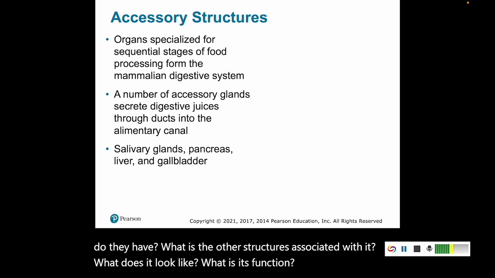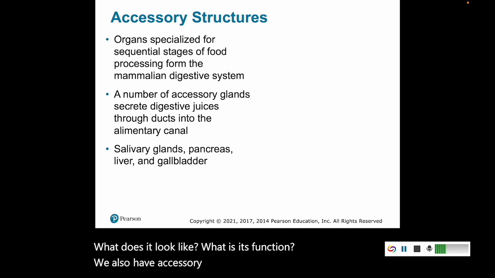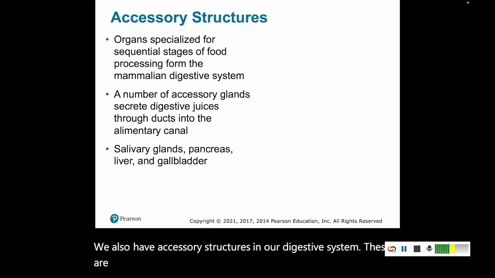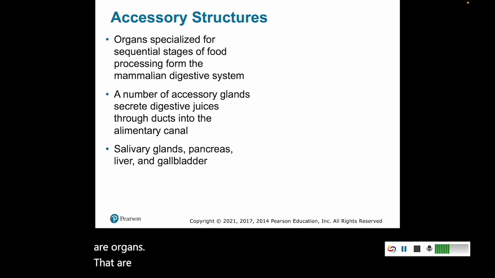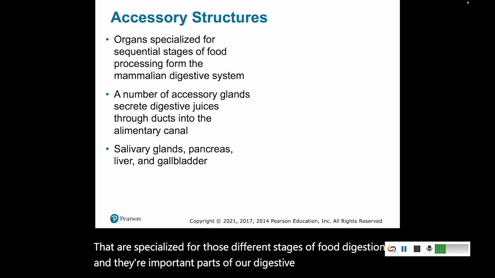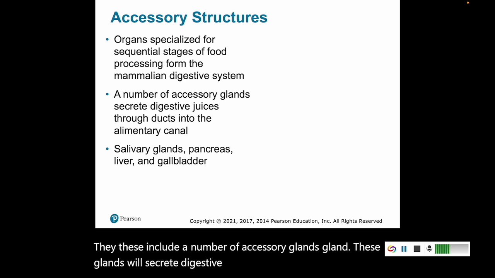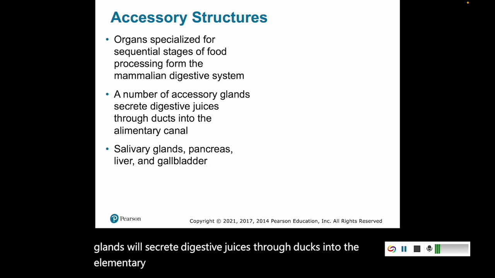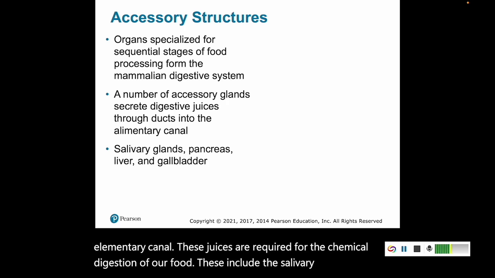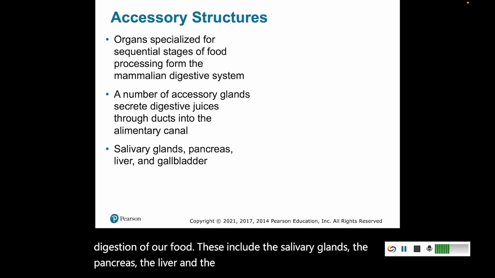We also have accessory structures in our digestive system. These are organs that are specialized for the different stages of food digestion, and they're important parts of our digestive system. These include a number of accessory glands. These glands will secrete digestive juices through ducts into the alimentary canal. These juices are required for the chemical digestion of our food. These include the salivary glands, the pancreas, the liver, and the gallbladder. These all create digestive juices to break down our food.